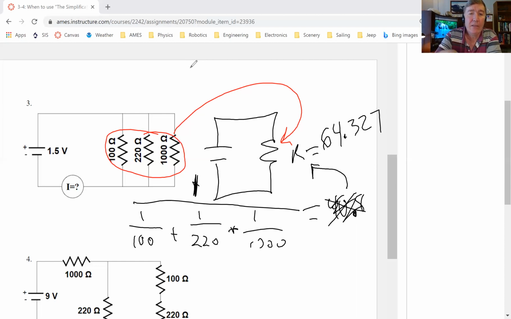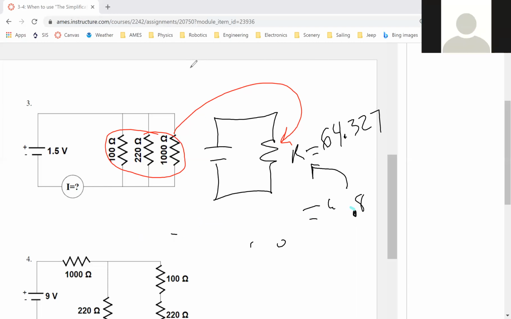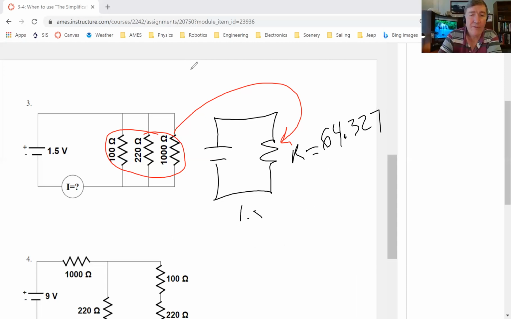Okay. All right, so that finishes up here now. What do we do next? Ohm's law. You divide 1.5 by 64.327. Okay, so 1.5 divided by 64.327. Or that's not V, that's I, sorry. And what number do you get for that?